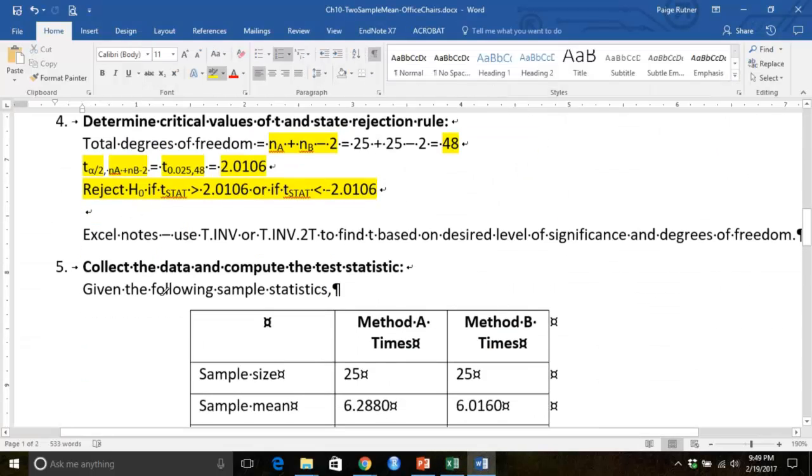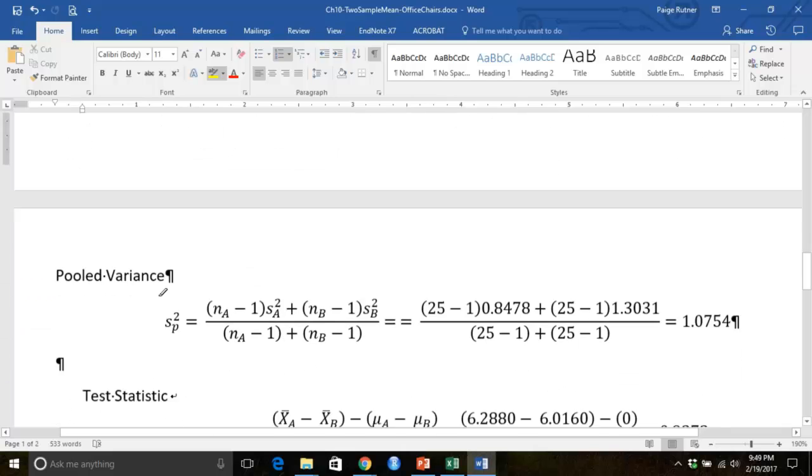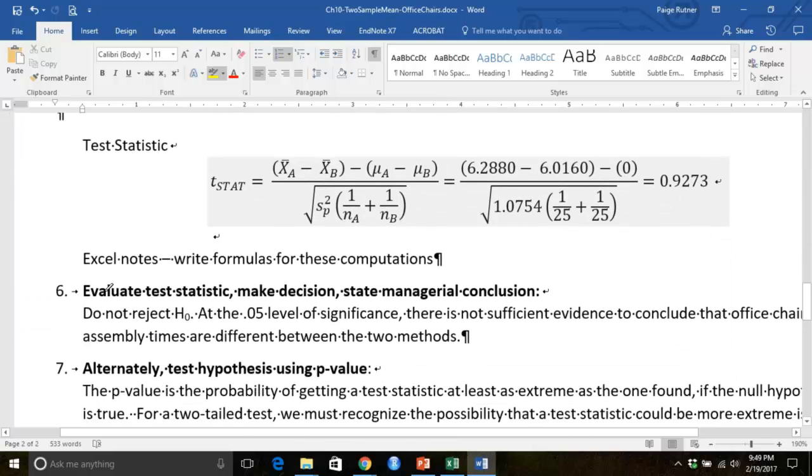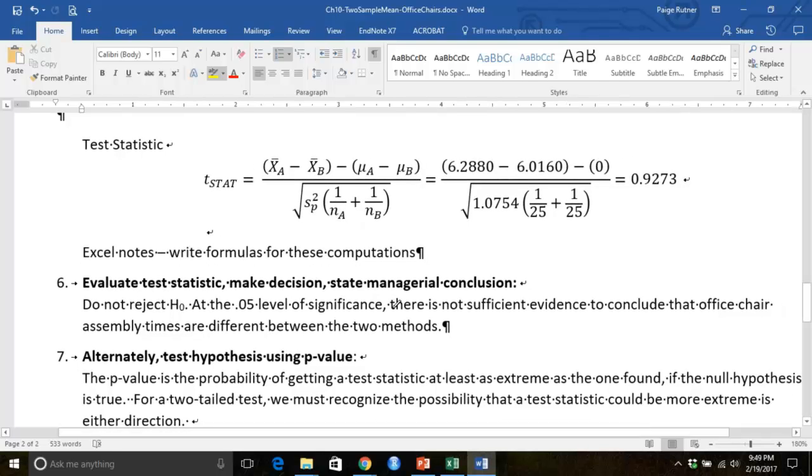All right, so knowing where all these computations come from, we can go back and verify our decision that we are not going to reject the null hypothesis. 0.9273 is between the two critical values, not more extreme than either one, which tells us that we do not have sufficient evidence to conclude that office chair assembly times are different between the two methods. And so that's our decision here, that we do not reject.